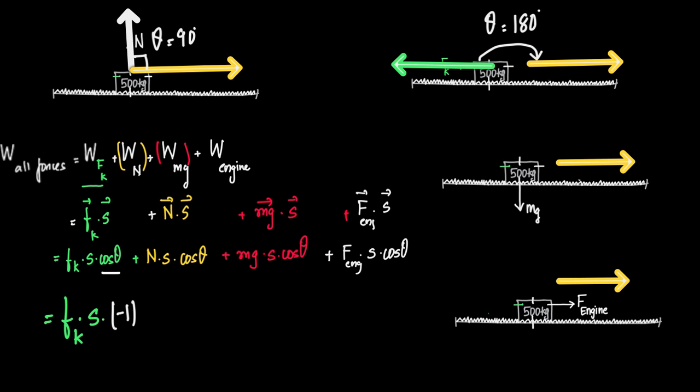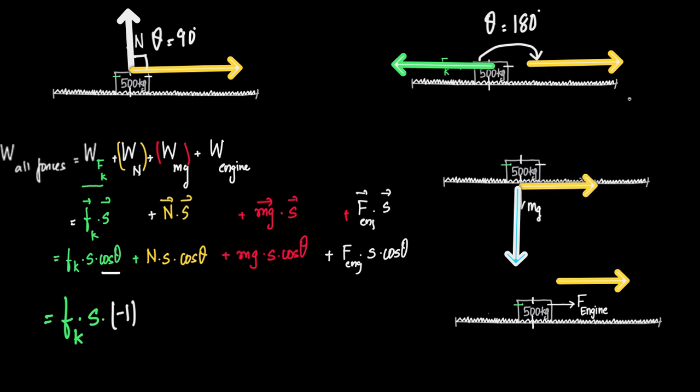One more point. Let us say weight. Weight is acting downwards, right? Displacement is towards the right, and what is the angle between them? You can translocate this vector and keep it over here. The angle between them is 90 degrees, which means this becomes mg into s into cos 90. What is cos 90? It is 0, and therefore this term also gets eliminated, right?